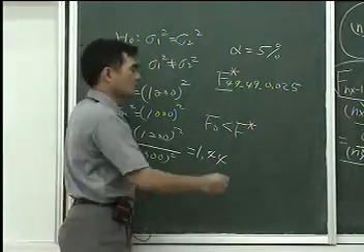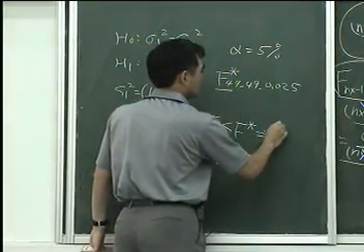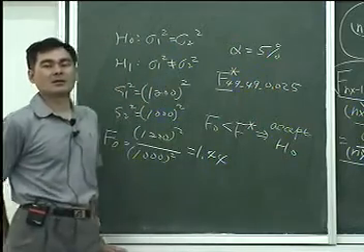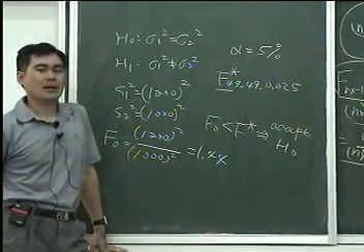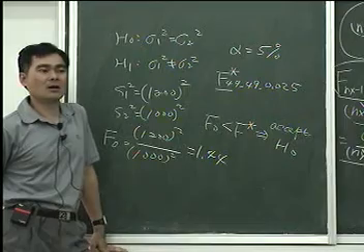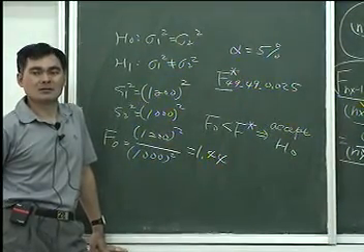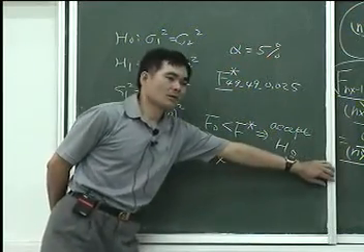So then what would you do? You accept H naught. So what does that mean? That means in this question, the variance from the countryside and the variance from the city are the same. Okay, they are the same. Questions?